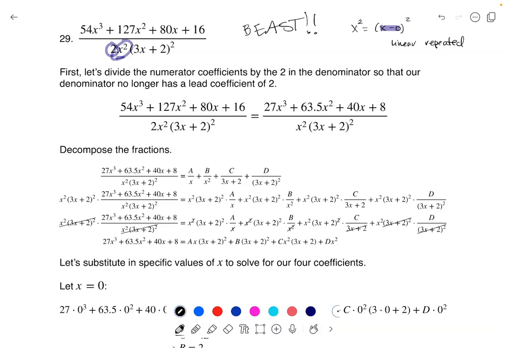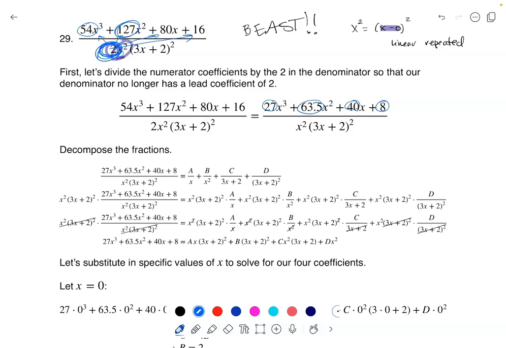The other issue that pops up, like I said, is this lead coefficient of 2. To make my life easier, I want the denominator to have a lead coefficient of 1. So I'm going to divide every term in my numerator by 2. I'm going to distribute that division by 2, or that multiplication of 1/2. So 54 divided by 2, you're going to see a 27 here, right? 127 divided by 2 does introduce a decimal, but I'm okay with that. Then 80 divided by 2 is 40, and 16 divided by 2 is 8. So that's a couple of the things I have to deal with.